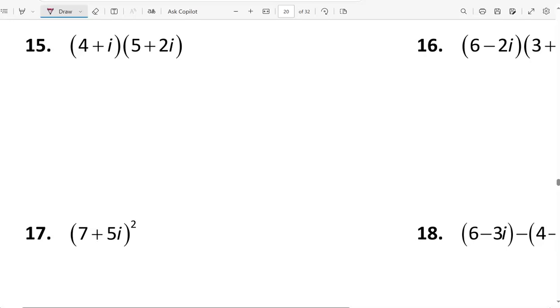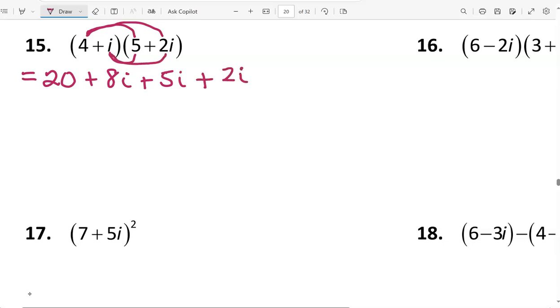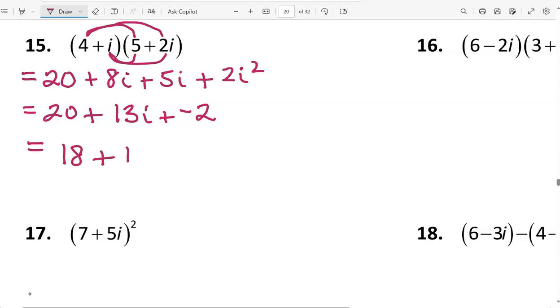In number 15, we are multiplying complex numbers, so we can use the FOIL method to do that. 4 times 5 is 20, and 4 times 2i is 8i. 5 times i is 5i, and i times 2i is 2i squared. Combining the 8i and the 5i together gives us 13i. And 2i squared is 2 times negative 1, so that's negative 2. Combining like terms, 18 plus 13i.